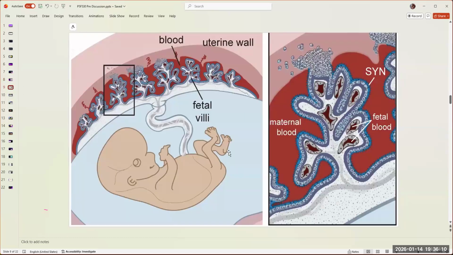Here's just another depiction of how it's formed. You see the fetal villi right here. All these little trees are surrounded by maternal blood. And that's where the exchange takes place.